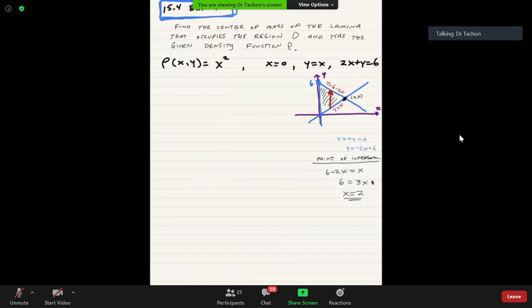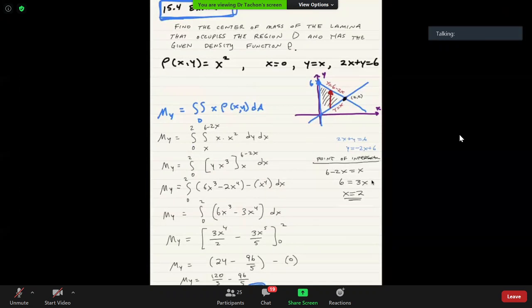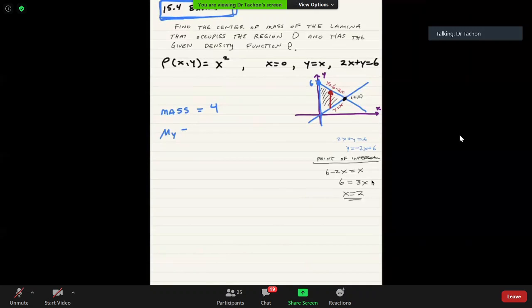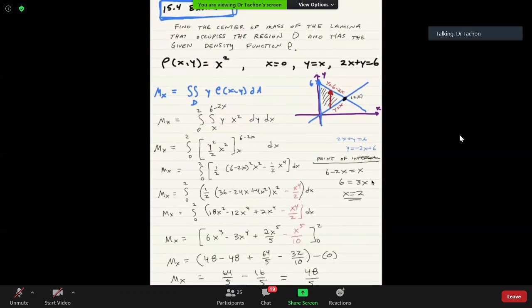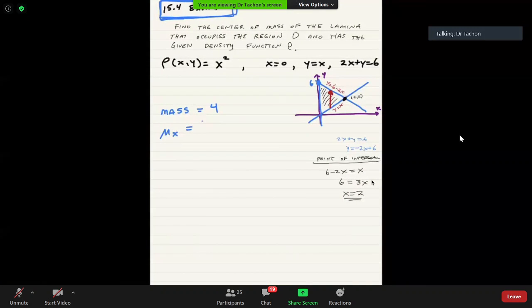Let's put it all together. What do we have so far? The mass is 4. The moment with respect to x, which we did first, is 48 over 5. The moment with respect to the y-axis was 24 over 5.